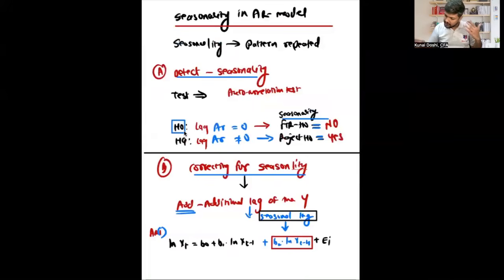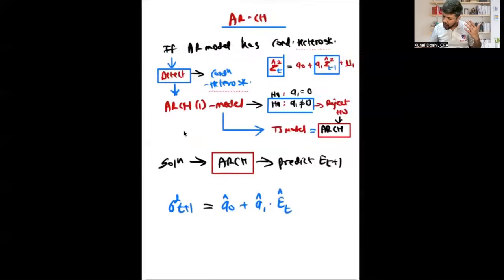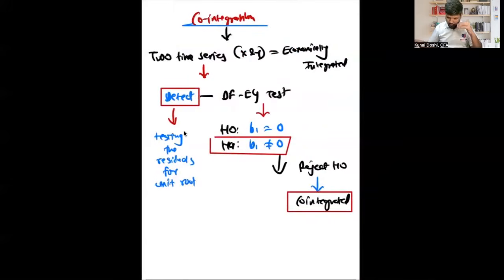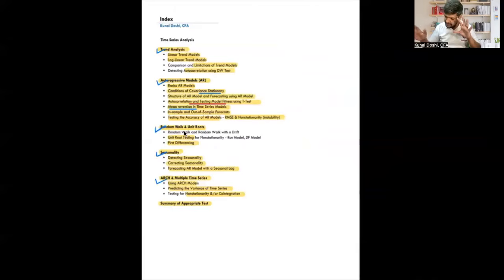Everyone, right? We included the seasonal lag, ARCH, and co-integration. Yes, co-integration was missing in the summary that they said. This is what the outcome is.